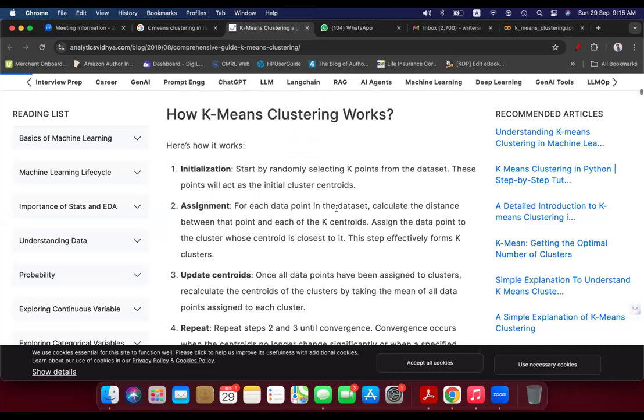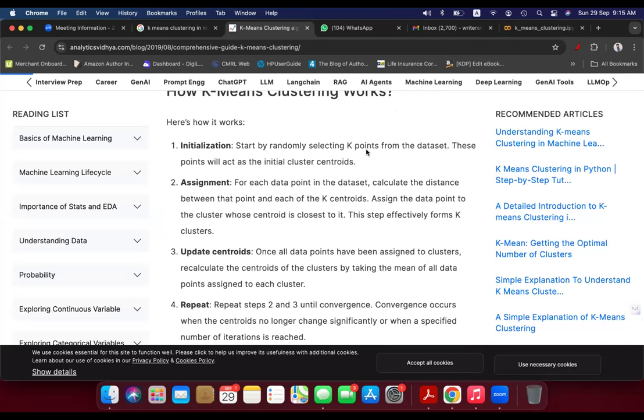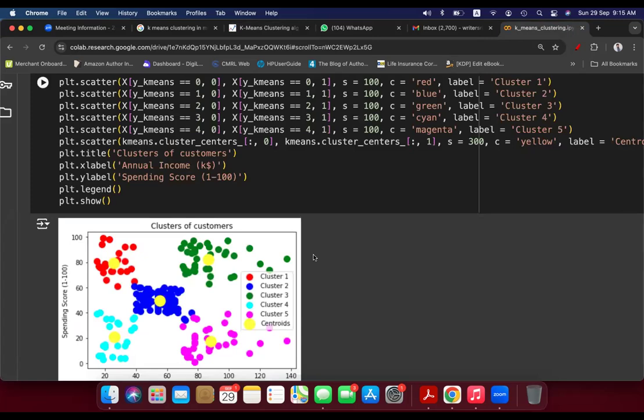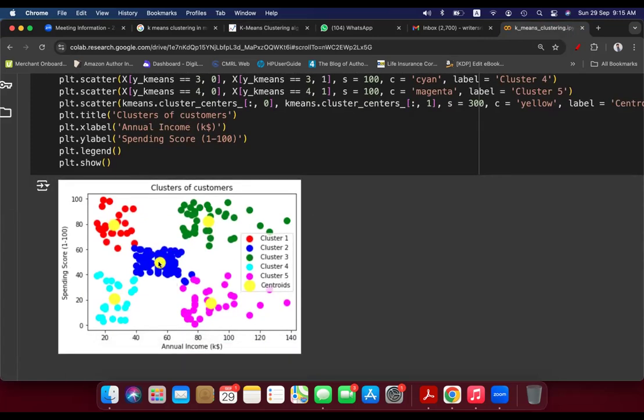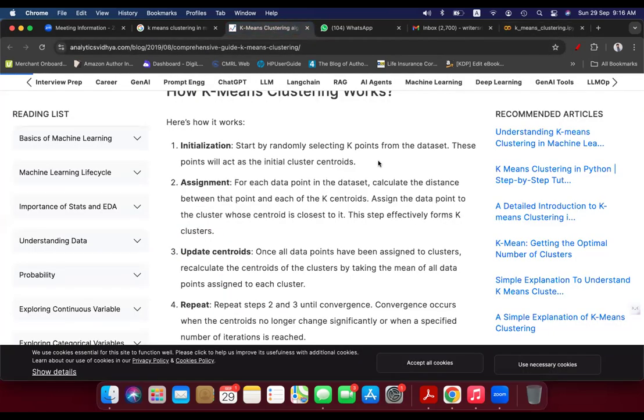So how does clustering work? Start by randomly selecting k points from the dataset. These points will act as the initial cluster centroids. I'm just taking the same example. You might be asking how this centroid will be decided, right? That is what they are saying: it is randomly selected. It is not that this is the center point and it works. Initially it will try from here, then move from here, and here and there. It will go randomly and then try to find one cluster based on the distance.